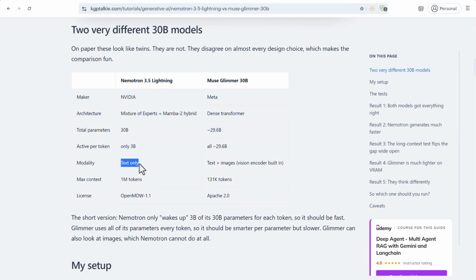Nemotron is a text-only model, whereas Muse Glimmer is a text and image model. That means inside this 30 billion parameter model, it has a vision encoder built in. So this part is also important. Nemotron can work up to 1 million tokens, whereas the other can work up to 131,000 tokens. Generally, it is known as 128,000 tokens.